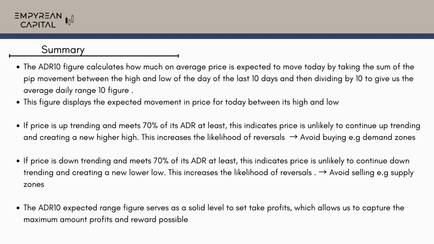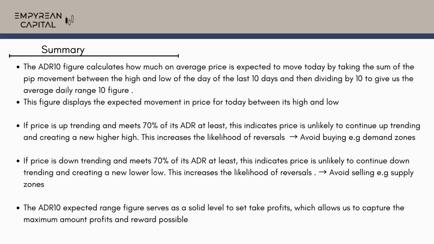Now, to summarize, the ADR10 figure calculates how much on average price is expected to move today by taking the sum of the pip movement between the high and the low of the day of the last 10 days, right? And then we divide it by 10 in order to give us the average daily range 10 figure. And this figure displays the expected movement in price for today between the highest point of the day and the lowest point of the day, right?